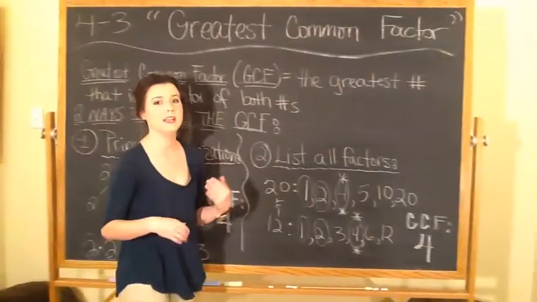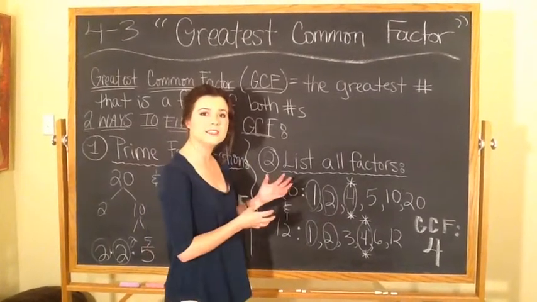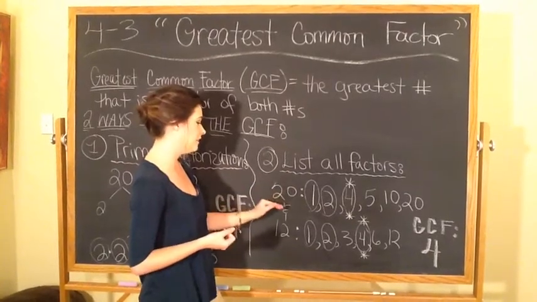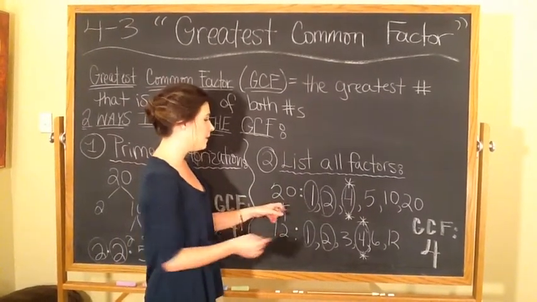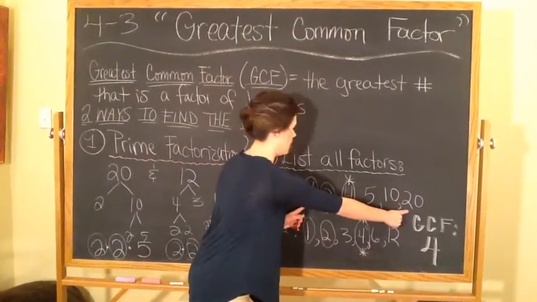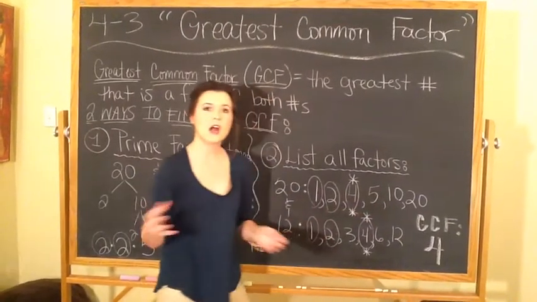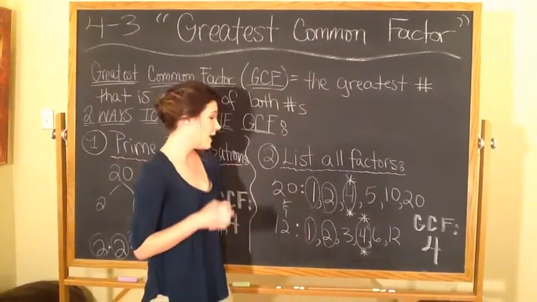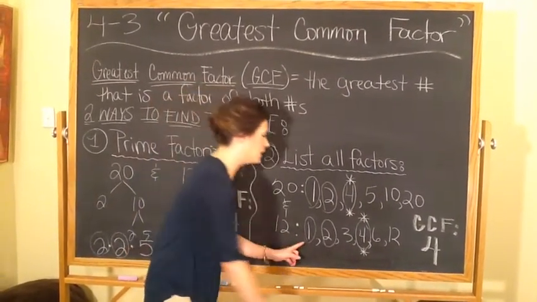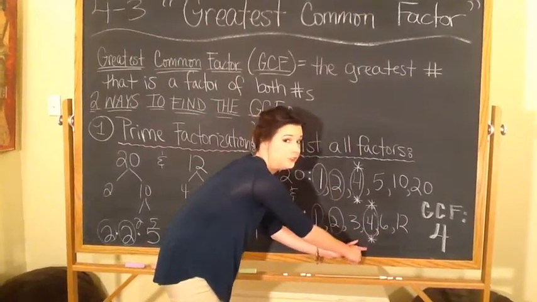Alright, the other way of doing it is listing all of the factors. This one's pretty easy if you have smaller numbers. The way you do that is to list the factors that make that number. We work from the outside and work in. So 1 times 20 gives you 20, 2 times 10 gives you 20, 4 times 5 gives you 20. That's all the combinations that will give you 20. Then I found all of the factors for the number 12. So 1 times 12 gives you 12, 2 times 6 gives you 12, and 3 times 4 gives you 12.